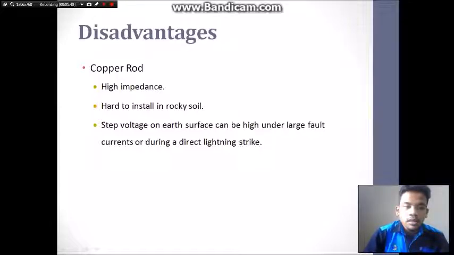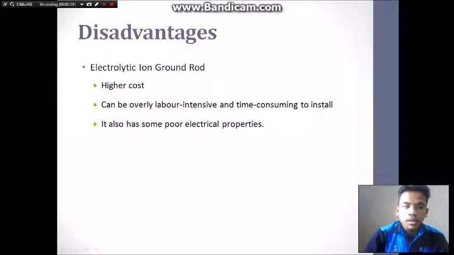Next, I want to present the disadvantages of the copper rod. The disadvantages are high impedance, hard to install in rocky soil, and step voltage on the earth surface can be high under large fault currents or during a direct lightning strike. The disadvantages of the electrolytic iron ground rod are higher cost, it can be overly labor intensive and time consuming to install, and lastly, it also has some poor electrical properties.